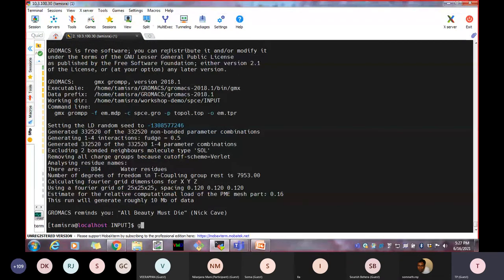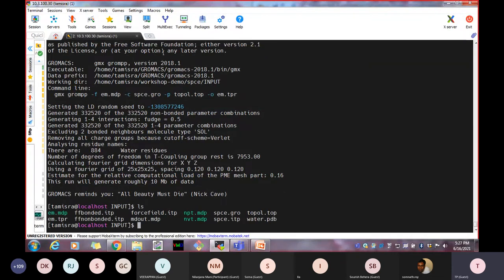So here we have already received it. If you do ls, you will find it. That is an mdp file already generated. Doing mdrun, then we have -deffnm ng.tpr, and we have the redefined file names.